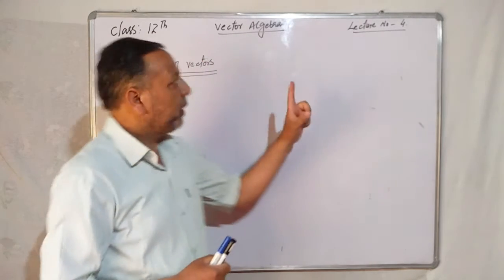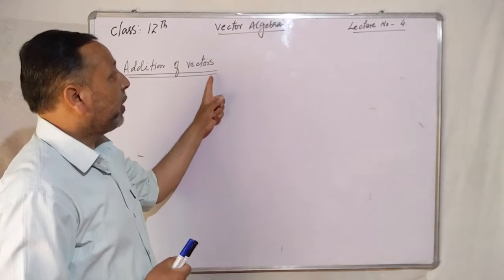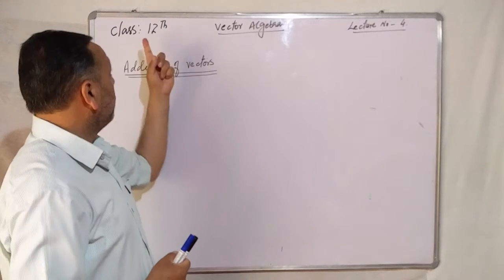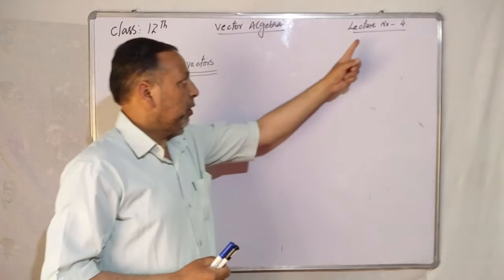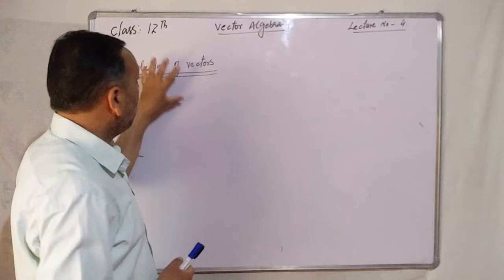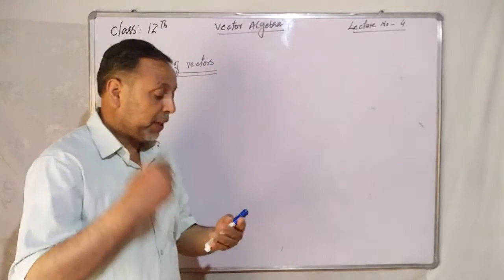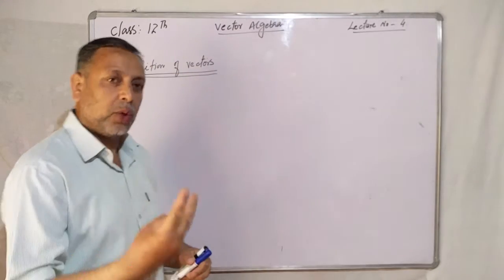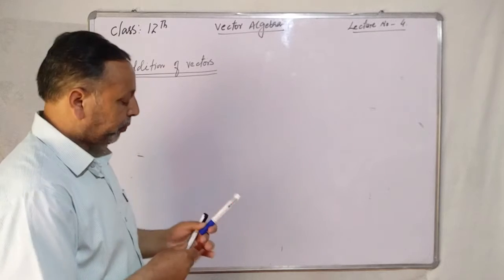Today our topic is addition of vectors. It is vector algebra, 12th class maths, lecture number 4, addition of vectors. How are two vectors added? दो वेक्टर को हम कैसे ऐड कर सकते हैं?